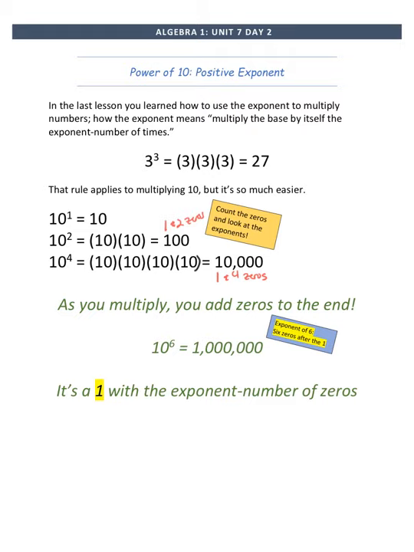So if you've got 10 to the 27th power, 10 to the 27 equals 1 with 27 zeros. And no, I am not going to write it. It's a 1 with the exponent number of zeros. How easy is that? And that's it for your day 2 notes.